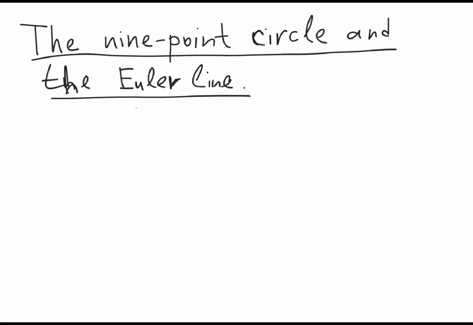Okay, in this video I'm going to talk about the 9-point circle and the Euler line. So basically, in the previous video I proved that the 9 points defining the 9-point circle lie on the same circle. So basically these were the midpoints of the sides of it.